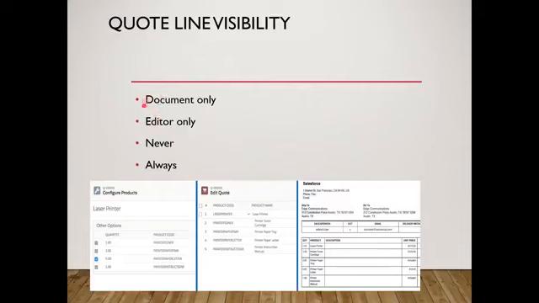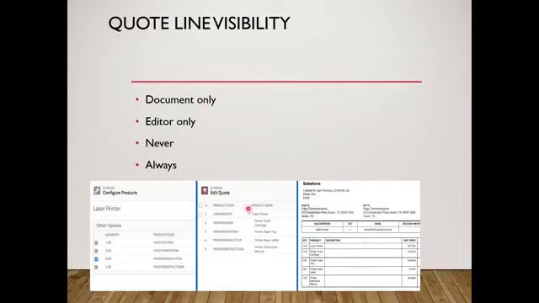So when you are saying document only, if I select document only as the quote line visibility, this is the option I selected there, for example. These are the four options there, right? If I selected document only, the particular product option will not be visible on the configure product screen or the edit quote screen. It will directly appear on the document screen, I mean the PDF screen.